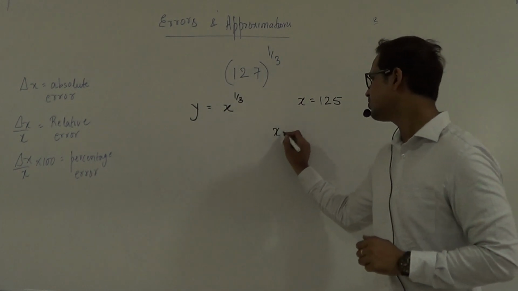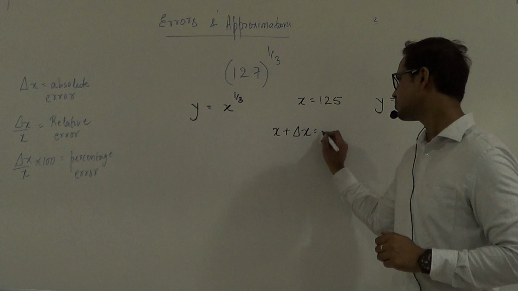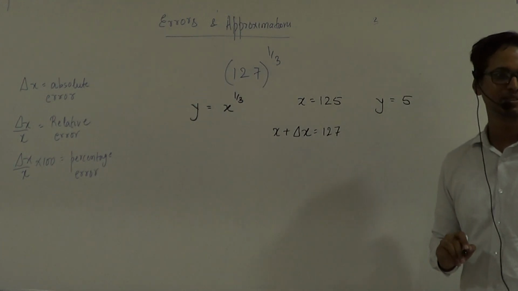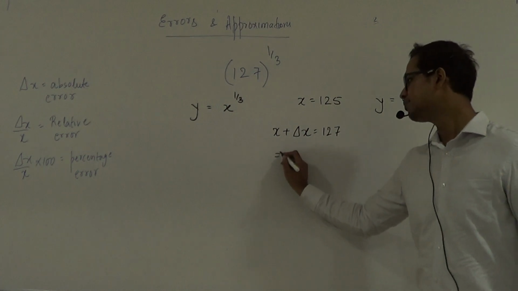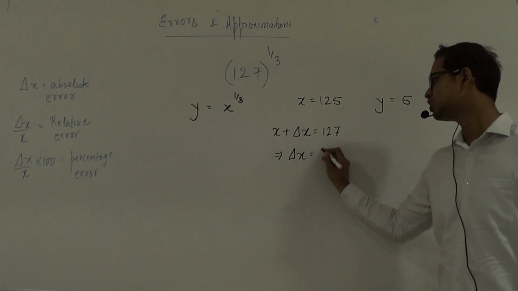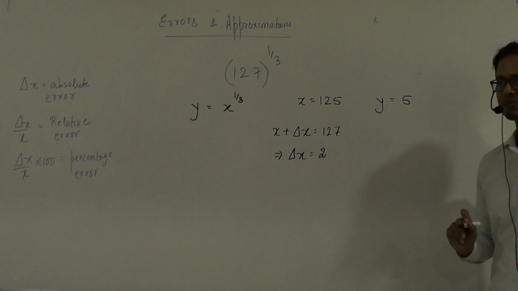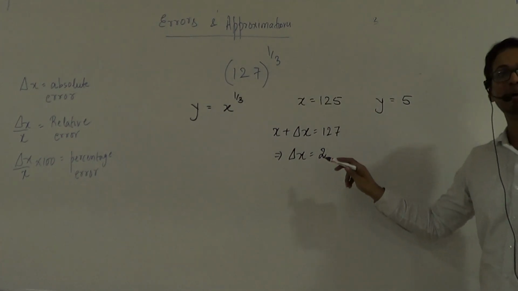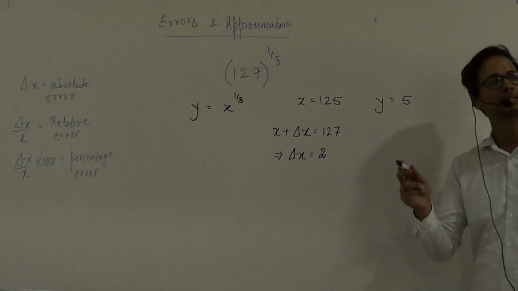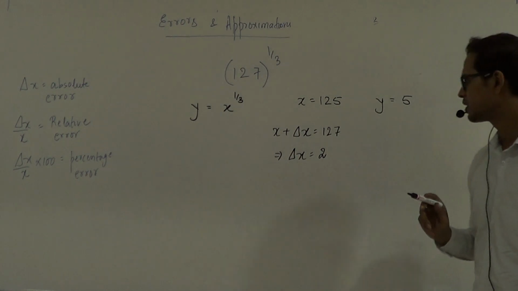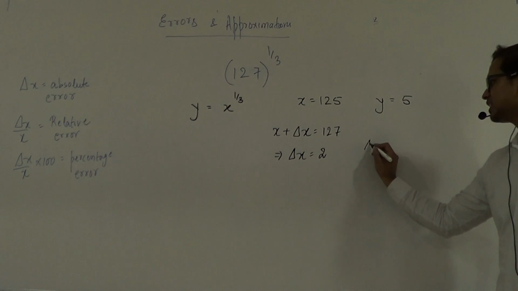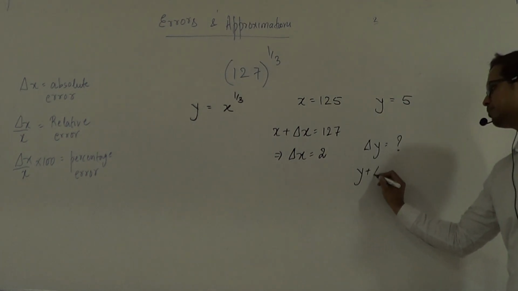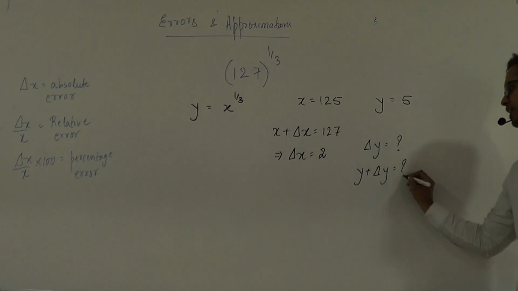But because of some issue, it was not 125, it was 127. Correct? Which clearly implies the absolute error was 2. Had it been 124, let's say, it would have been minus 1. Delta x would already be a negative number. Now because of this delta x, what is my delta y? And hence what is my y plus delta y? That is what I need to find out.